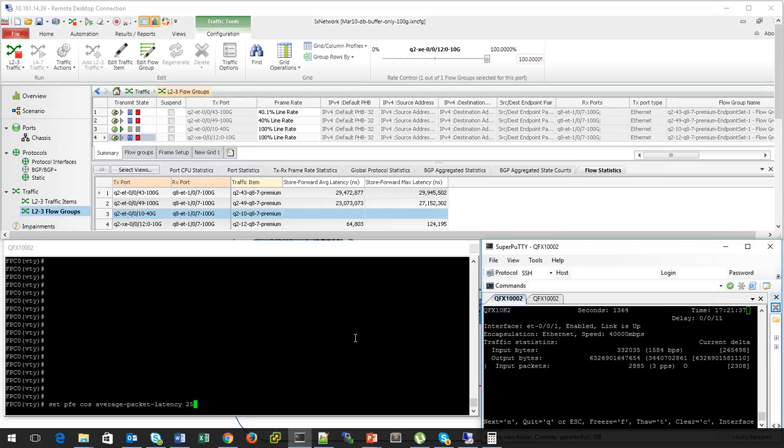Obviously it's not equal, but it's trying to adjust all the values, buffers and drain rate, in a way to get this latency down.